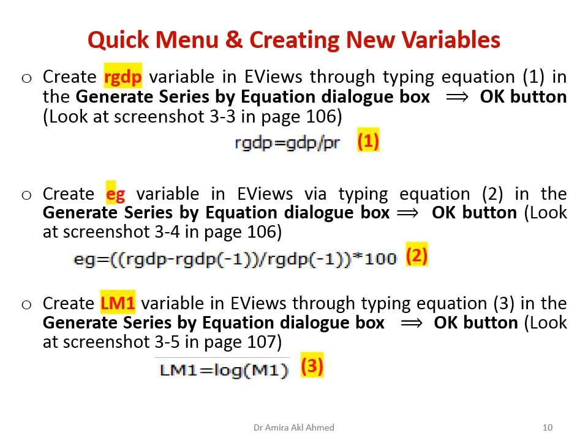Finally, in order to create the natural logarithm of narrow money supply variable in EViews, we type equation 3 in the Generate Series by Equation dialog box. Then we press the OK button. Note that LM1 is the new variable to be created from an existing variable, which is M1.